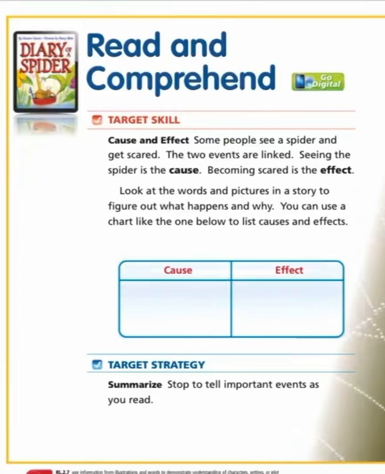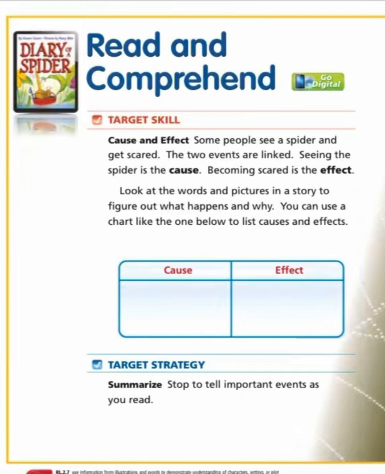Read and comprehend. Cause and effect. Some people see a spider and get scared. The two events are linked. Seeing the spider is the cause. Becoming scared is the effect. Look at the words and pictures in a story to figure out what happens and why. You can use a chart like the one below to list causes and effects. Cause, effect.